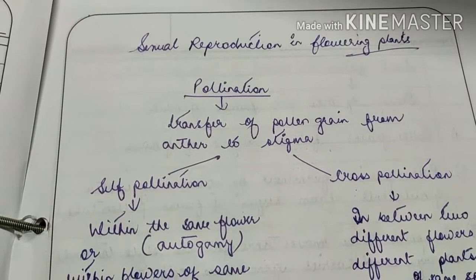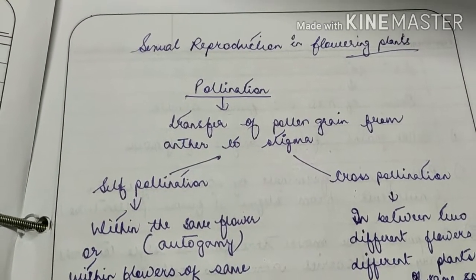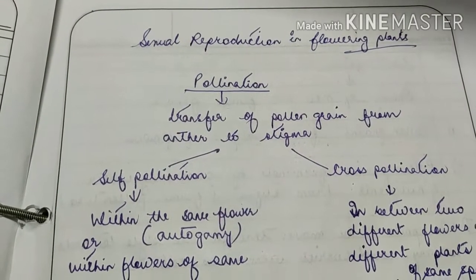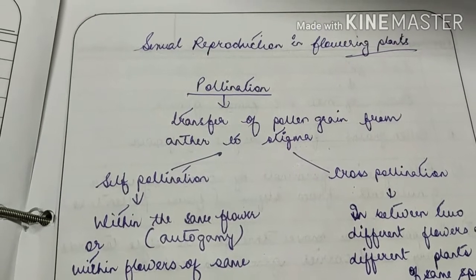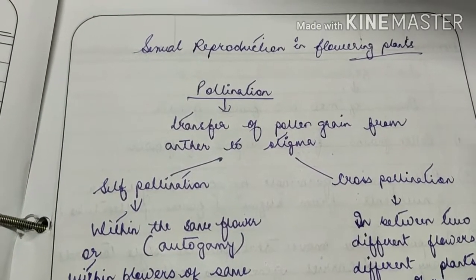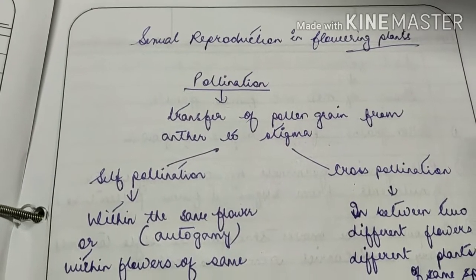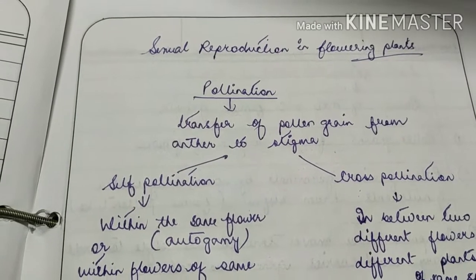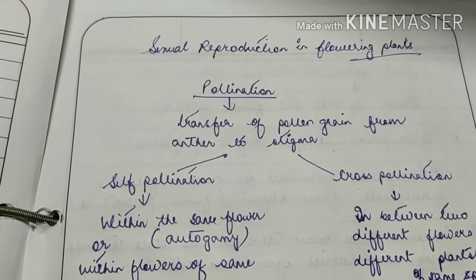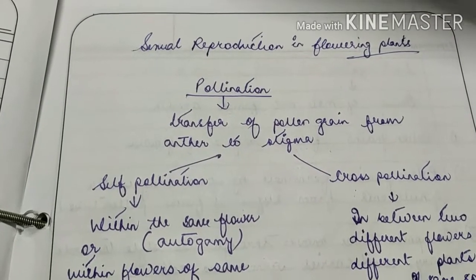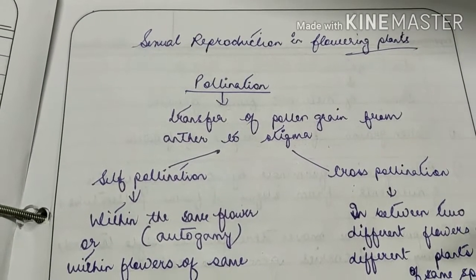Hello students, today we are going to discuss the next part of the topic sexual reproduction in flowering plants. Already we have discussed that the reproductive part of the plant is called the flower, and the flower contains 4 whorls. 2 are essential, taking part in reproduction, and 2 are non-essential parts. We have also learned about the parts of this reproductive part.